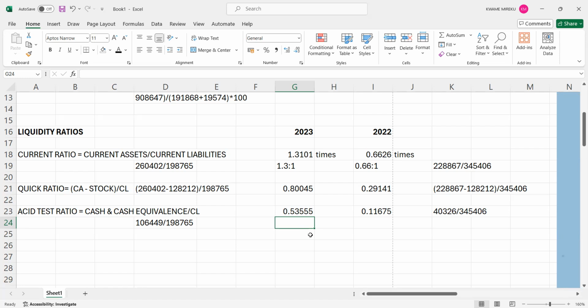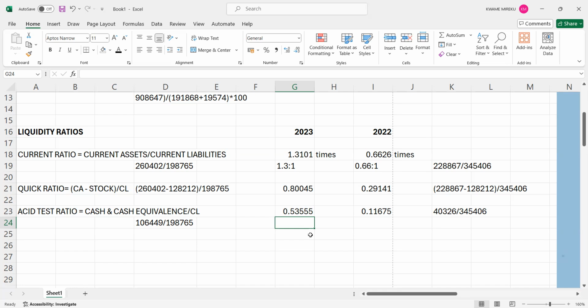That means that the cash available, being cash at hand and cash at bank, is not enough to pay our liabilities as and when they fall due. And that is a problem. But at least if we use 2022 as a benchmark, we have improved from covering 0.11 times to 0.53 times. And that's a massive improvement.